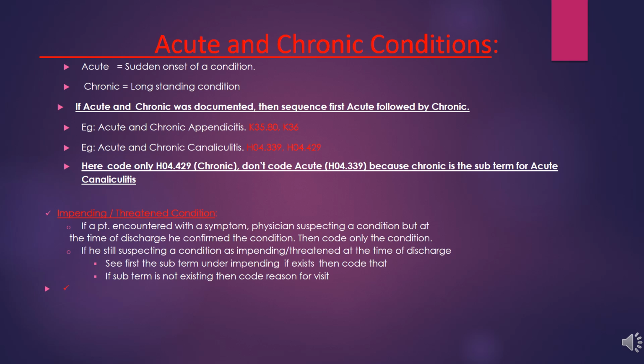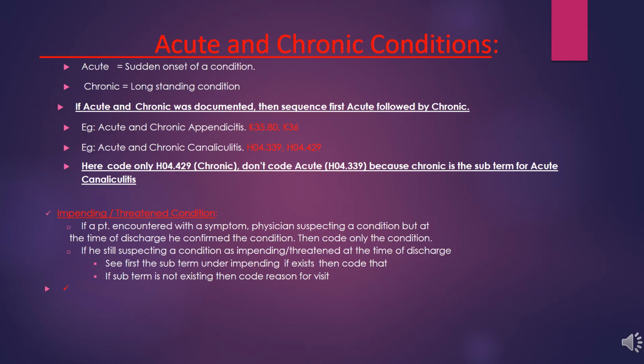For acute and chronic canaliculitis, code only the chronic code H04.429. Don't code the acute code H04.330, because chronic is the sub-term under acute canaliculitis.